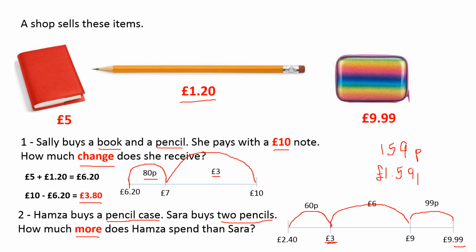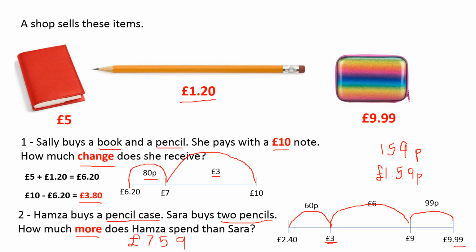So now we only have the £6. So we just do £6 plus £1.59. 6 plus 1 is 7, plus the 59 is £7 and 59 pence. So let's write that down. £7 and 59 pence. Well done if you got that correct.